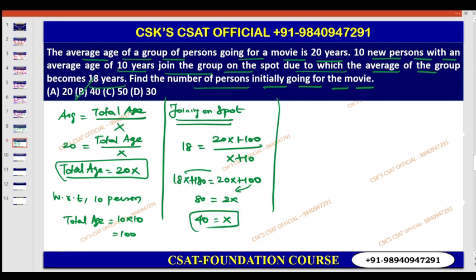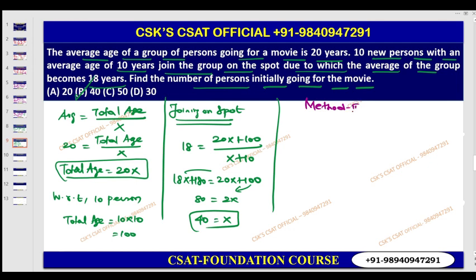You can learn another method also if required, that is method 2. If you know the alligation mixture method, then you can easily calculate. So the initial average is nothing but 20, and you don't know how many persons there are here. Let us keep this as x here. Then 10 persons here.